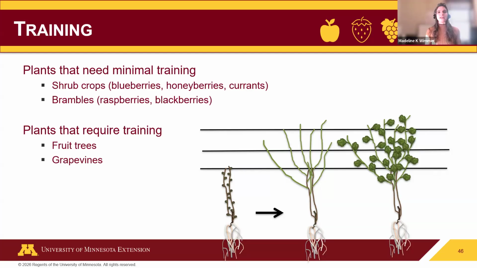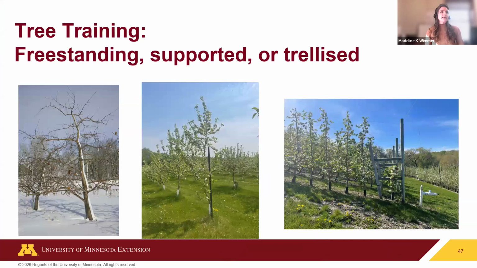I can talk more about that in a different talk, but just in general, recognize that there is a process for establishing a fruit crop. And there are some that really don't need a lot of training. Maybe you're just pruning off some weak wood for blueberries or honeyberries, or letting brambles grow out. But fruit trees and grapevines need a lot more training.